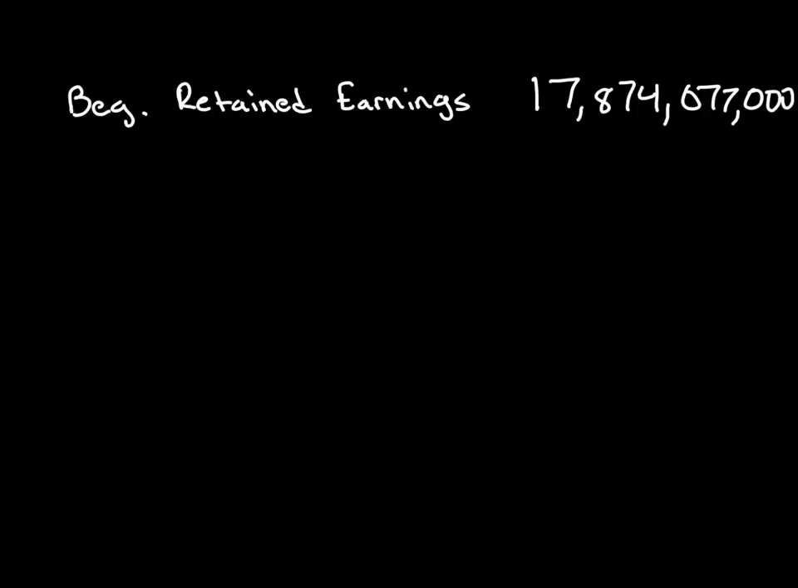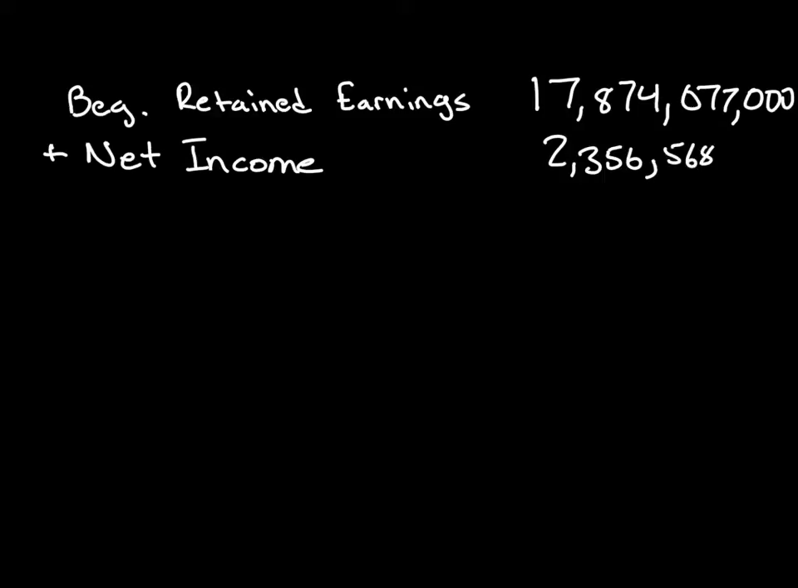So then the next section is our net income. And our net income was given to us in the third question. So net income is going to equal 2,356,568,000. All right. Now, the last but not least, and the tricky part, is the dividend.